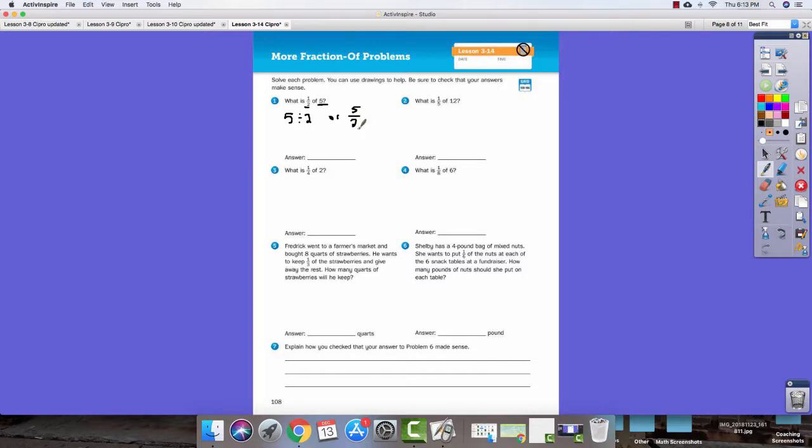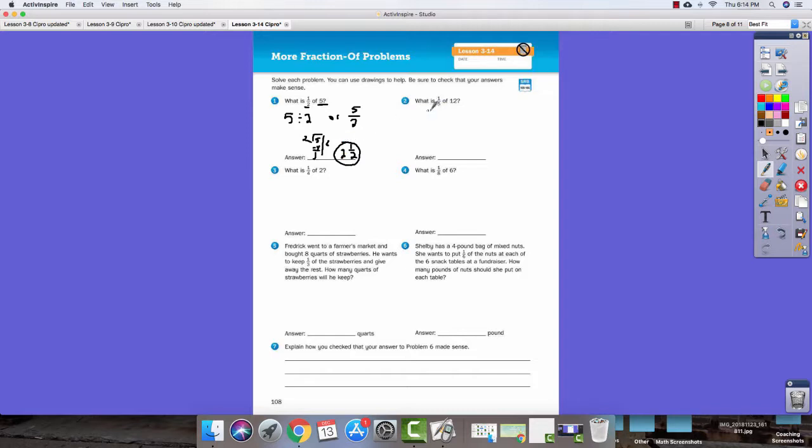So 5 halves is the same as, well, 2 can go into 5, or I could even set up my division here real quick. 2 can go into 5 2 times. 2 times 2 is 4. And I have 1 left over, and I want to report that as a fraction. So my answer would be 2, and then I have 1 left over, so 2 and 1 half.